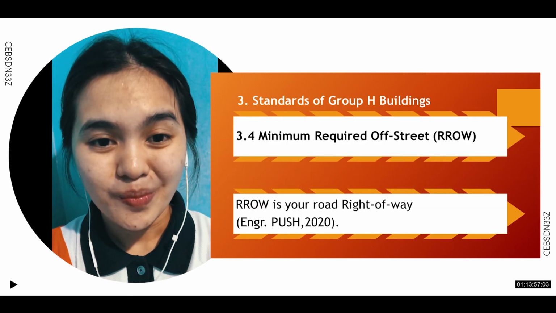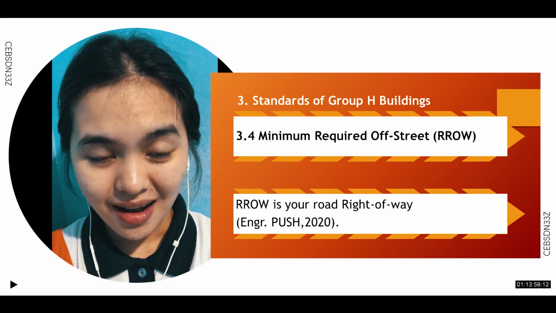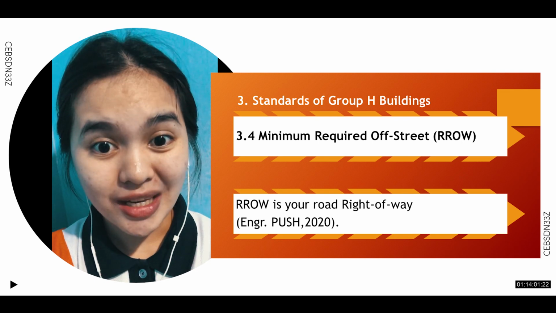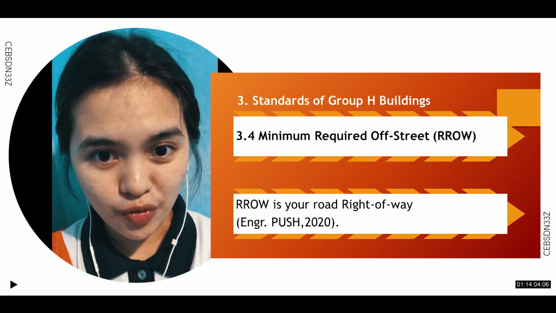3.4, minimum required off-street. RROW is your road right of way.